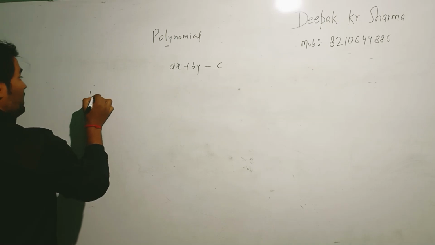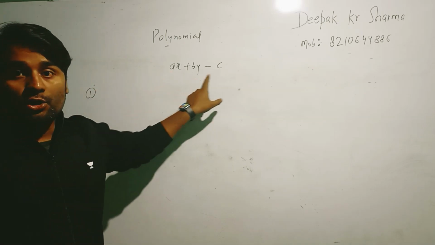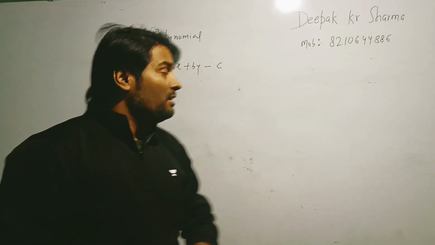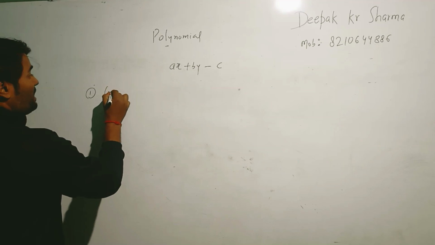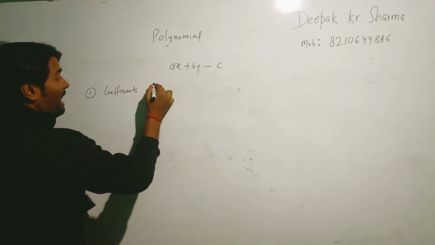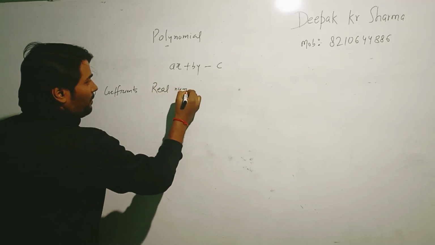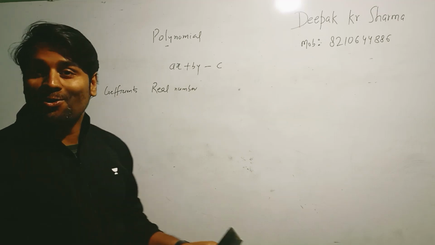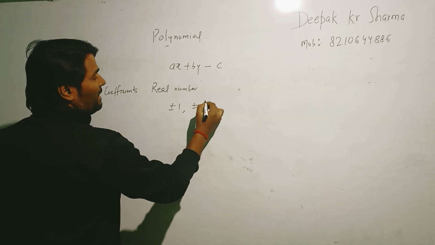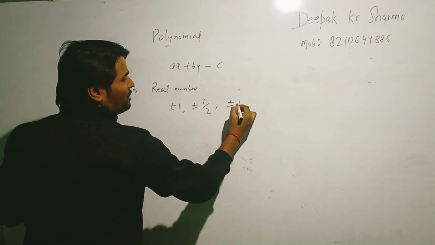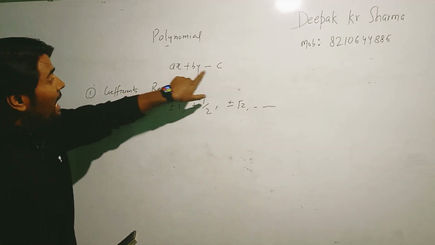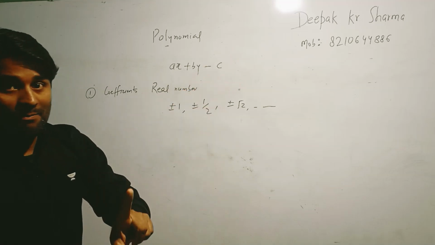The first thing we have discussed here is the coefficients and the constant, right? So to be a polynomial, the first condition is that all the coefficients and the constants should be real numbers. And I hope you all know what a real number is. Basically any number like plus minus 1, plus minus 1 by 2, plus minus root 2 and so on. So these are all real numbers. So the coefficients and the constant should be real numbers, right?